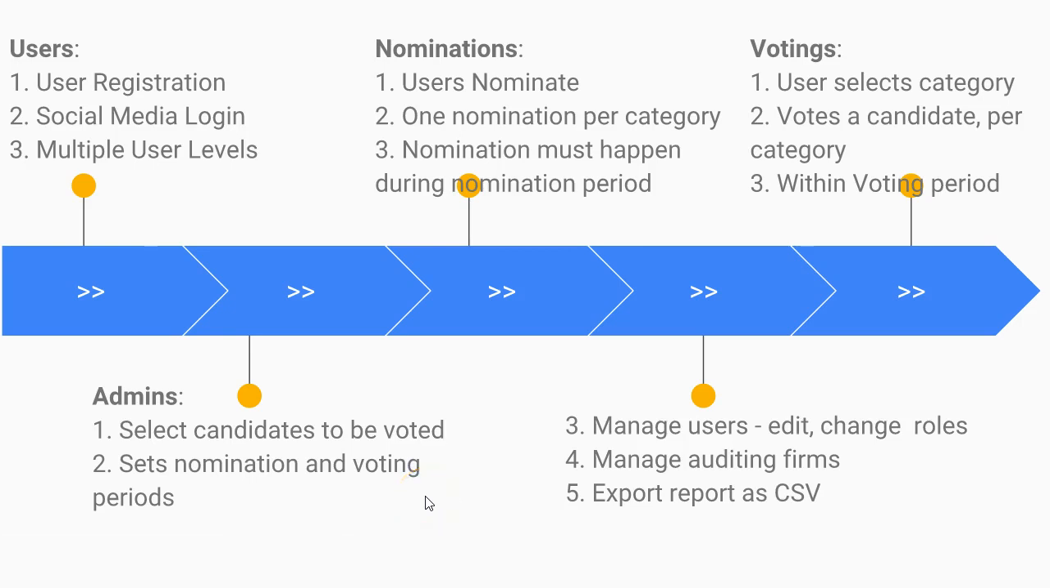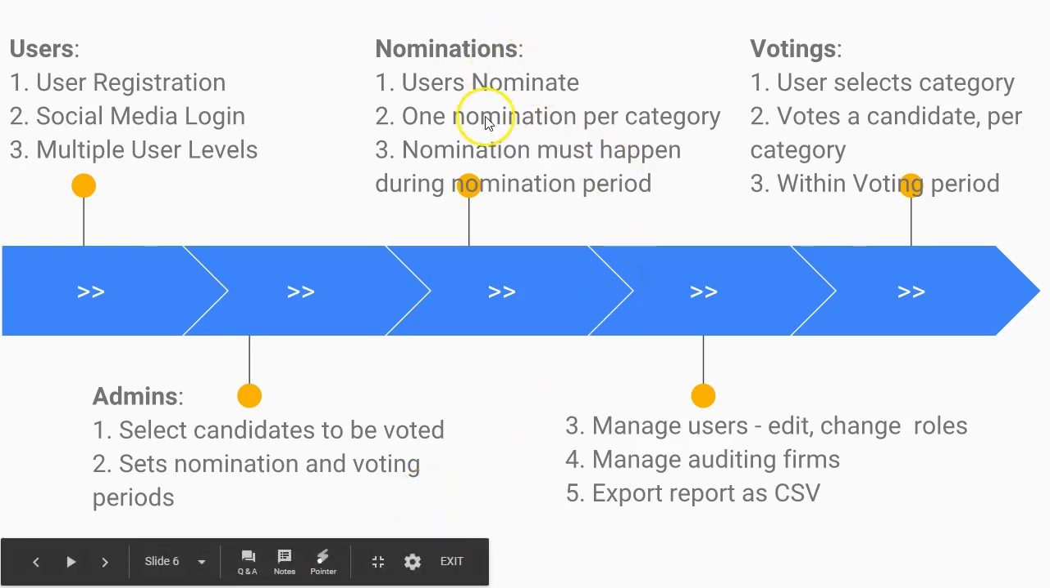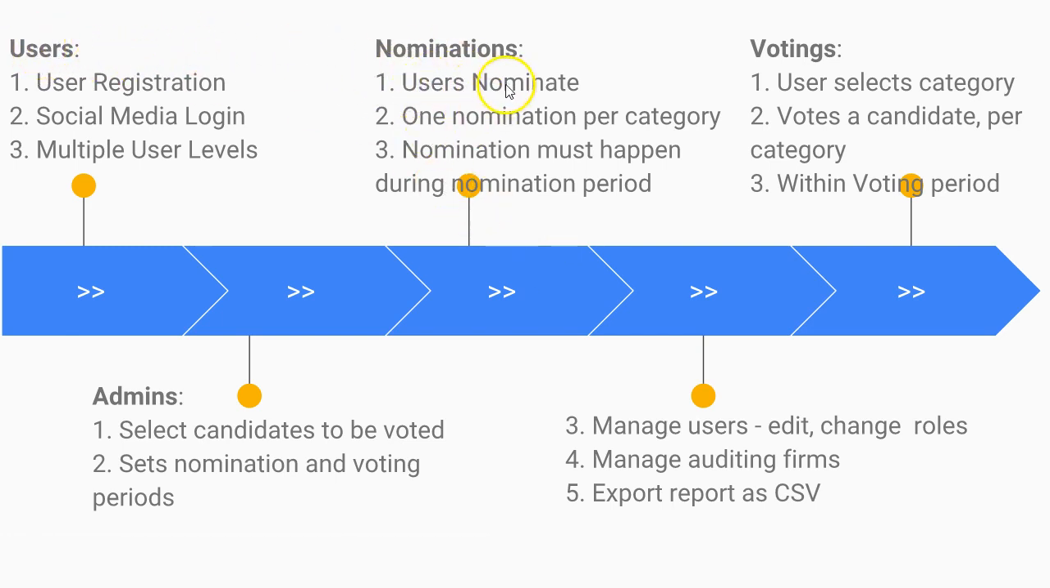So right here we're back. We need to work on the nominations. A user, look at users, is an entity, a table, that will nominate, that is, perform an action. You understand? One nomination per category. Nomination must happen during the nomination period. So we have one nomination per category.